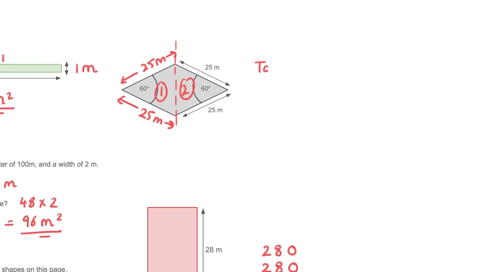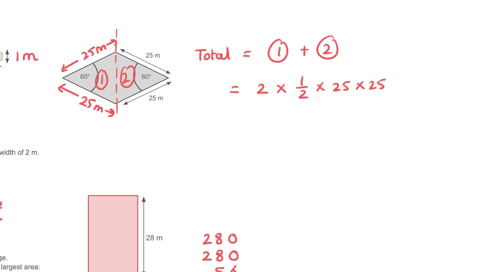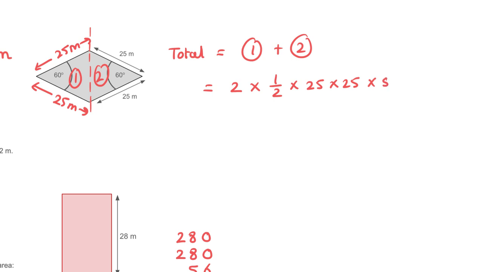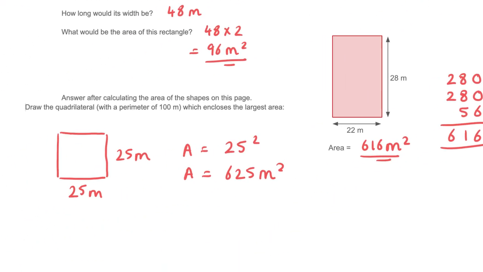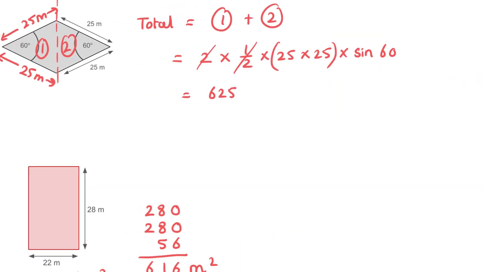So the total area here will be equal to triangle 1 plus the area of triangle 2. But those triangles are the same. So this will be 2 multiplied by 1/2 times A, which is 25, times B, which is also 25, times sine of C, which is sine of 60. Now, the 2 and the half will cancel out. So what we have is 625. We already know that 25 squared is 625. We said that here. So 625 times sine of 60.